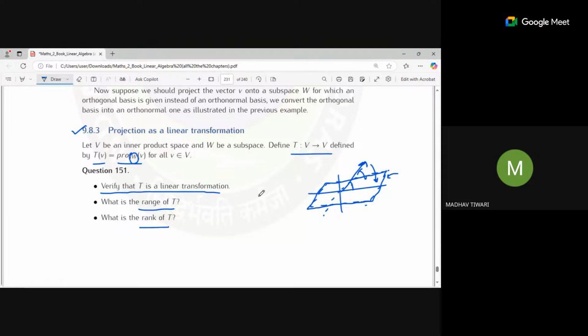Next, what is the rank? Rank will be the same as the dimension of this subspace. If we are using a 2-dimensional subspace to project, it will be 2. And if we are using 1-dimensional, suppose only the x-axis is used for my projection and the rest of the two axes stay the same, then the projection of any vector goes onto this one, so its rank will be 1 in that case. It will depend upon the dimension of W. Same for range and rank.